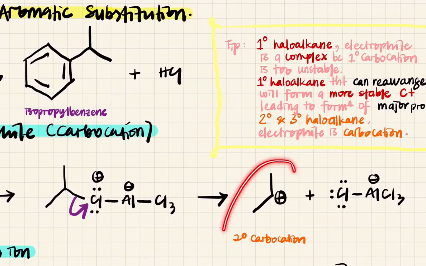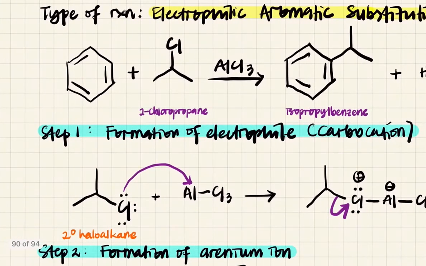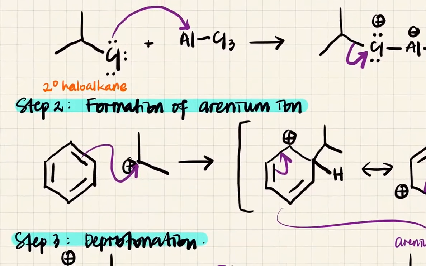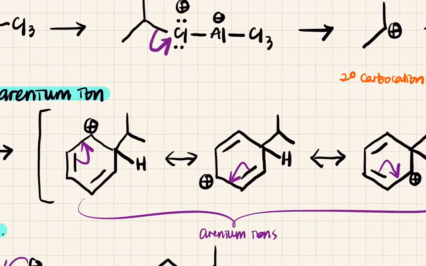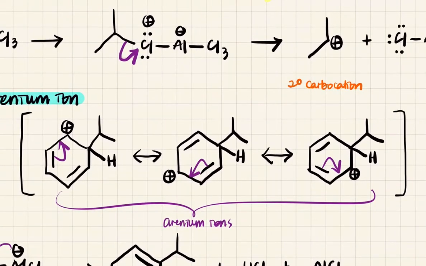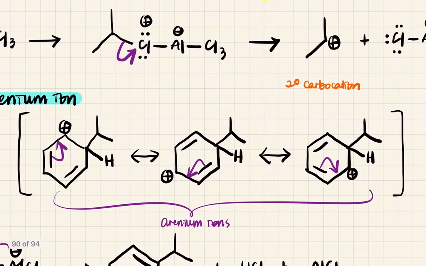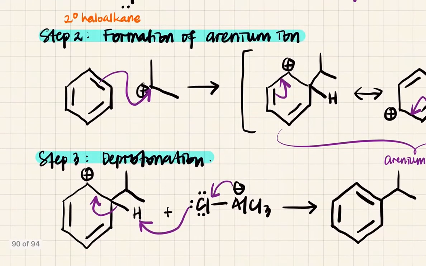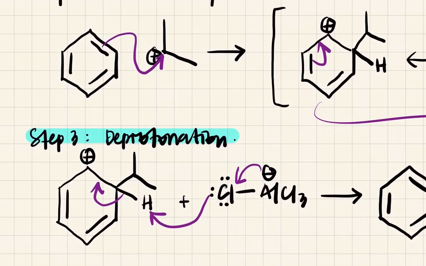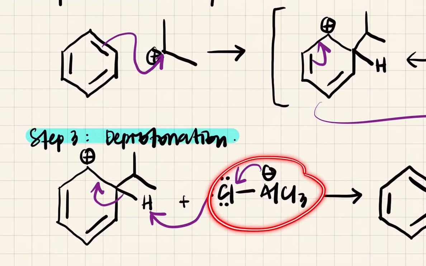Okay, so now we're going to use our electrophile and react it with our benzene. Okay, so benzene attack your carbon with positive charge, your carbocation. Okay, then we form our arenium ions. Alright, do all these curly arrows, our resonance structures of arenium ions, and then we will choose any one of the arenium ions and do deprotonation using our nucleophile.